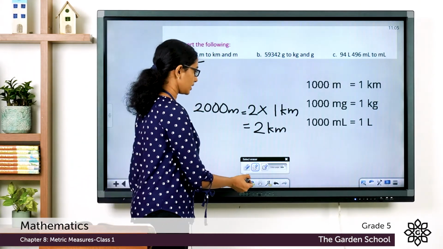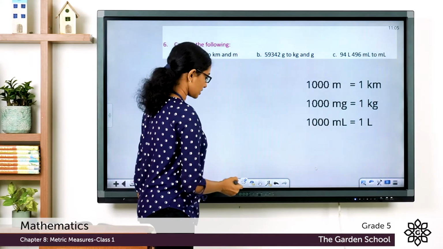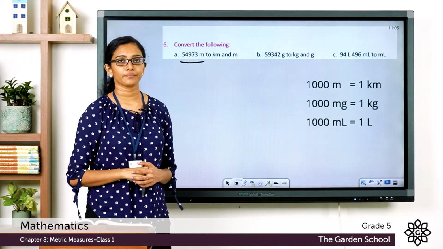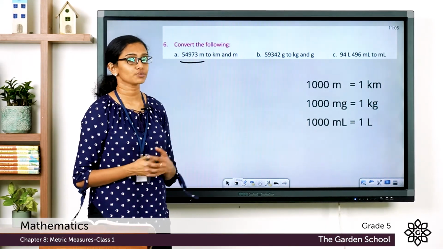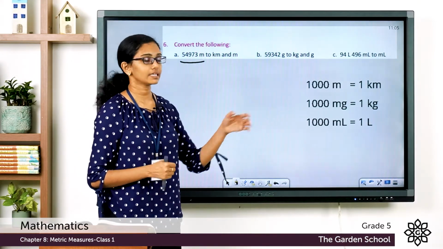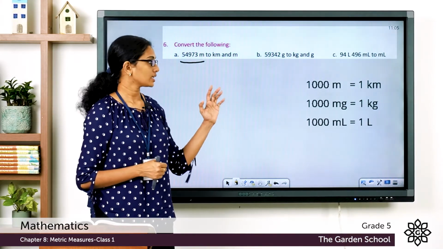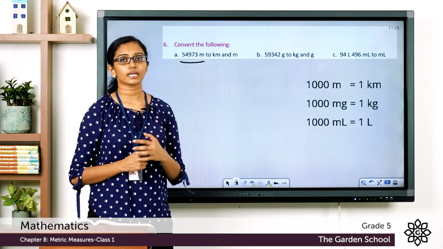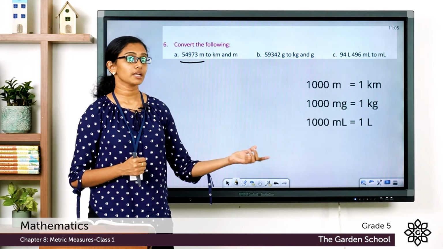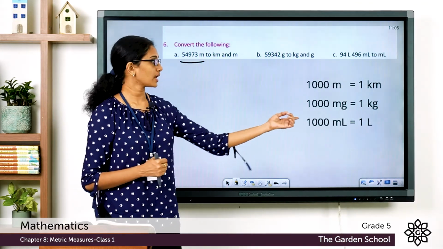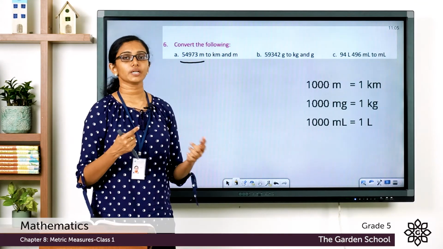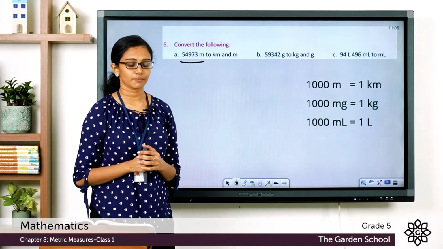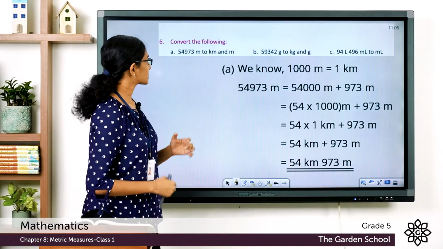Similarly, we know 1000 gram is equal to 1 kilogram. So what if it is 13,000 gram? It would be 13 kilogram. And 1000 milliliter is equal to 1 liter. So 25,000 milliliter would be equal to 25 into 1 liter or 25 liters. Now you keep this in mind. Now let's see the first conversion.